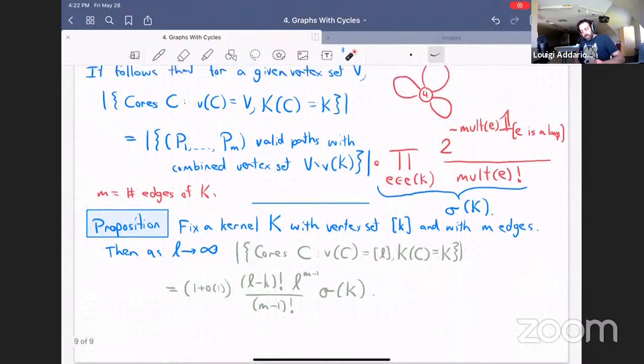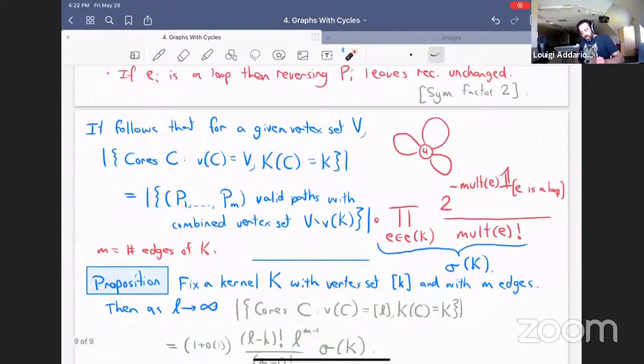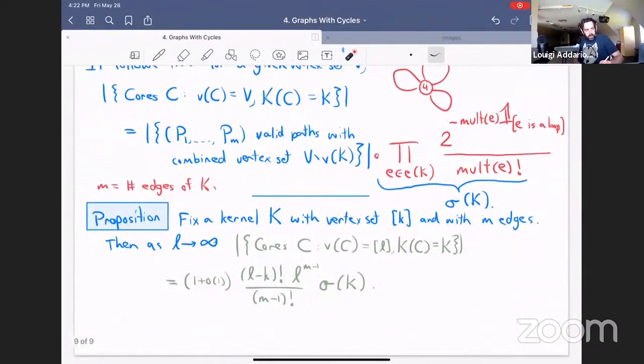So if in that picture I drew, the edge 5, 7 showed up with multiplicity 5, and so that gave us a 1 over 5 factorial. It didn't give us a 1 over 5 factorial 5 times. And here, this edge 4, 4 shows up 3 times. That gives us a 2 to the minus 3, but only once, not 3 times in the product. Right. Okay.